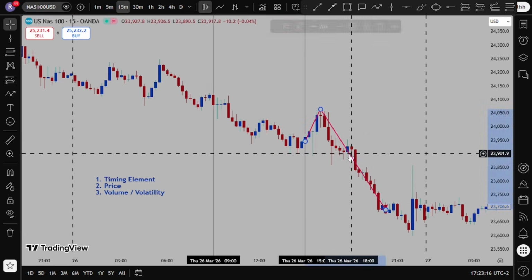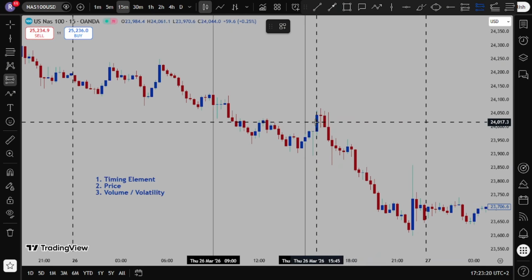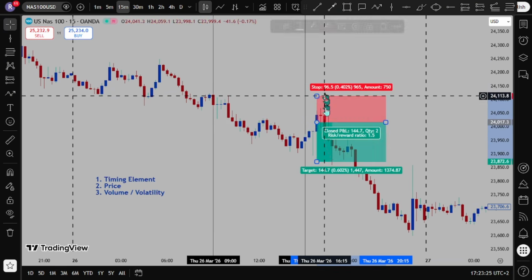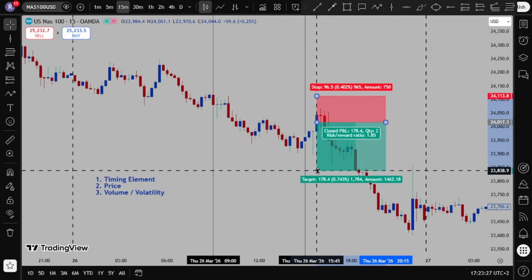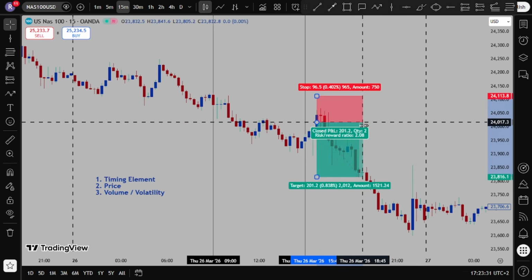And this is how I constructed this trade as a sell right here. Then it was easy for me to simply say, I'm going to take a position right here. My stop loss was going to be somewhere there, and then my first TP was going to be at a 1:2 risk reward ratio there.